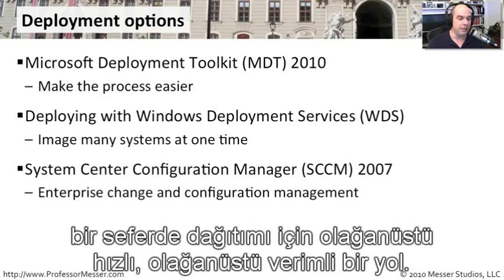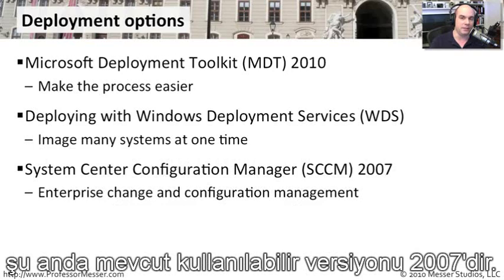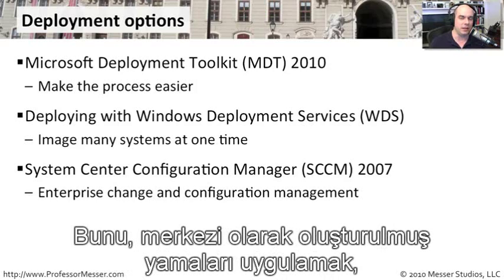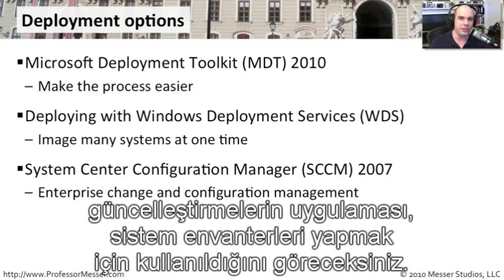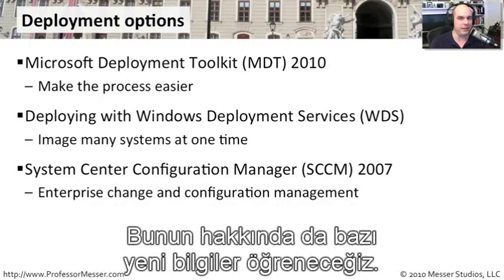Another thing we're going to talk about is System Center Configuration Manager, SCCM, and the version that currently is available is 2007. This is something that you commonly see in a very, very large enterprise. So this is something that you'll see centralized to be able to roll out patches, to update applications, to do inventories of systems. It does a lot more than just be able to roll out Windows 7. We're going to learn a little bit more about that in this video as well.